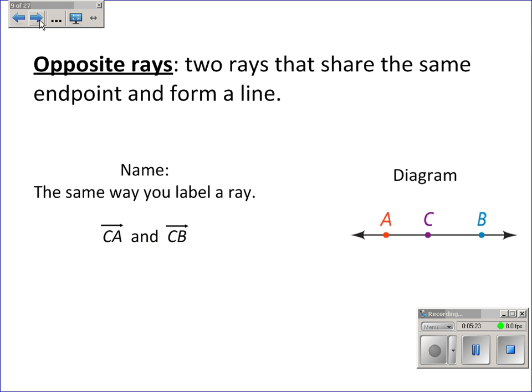Okay, opposite rays are two rays that share the same endpoint and form a straight line. You label them the same way you name a ray. So CA and CB are both examples of rays.